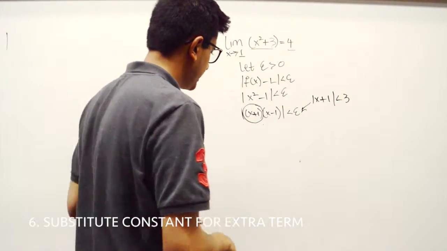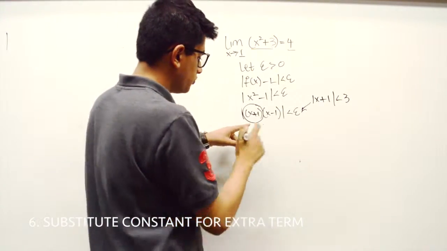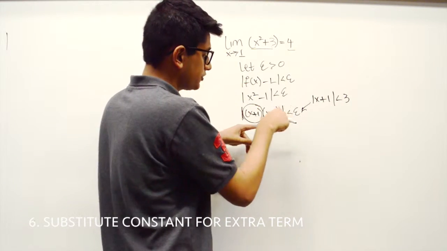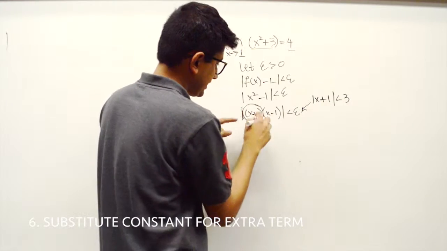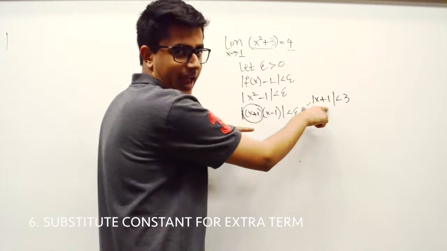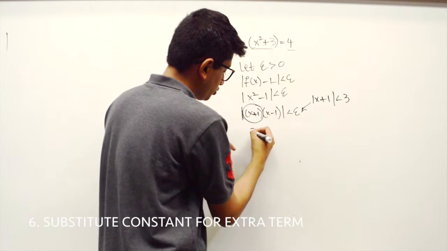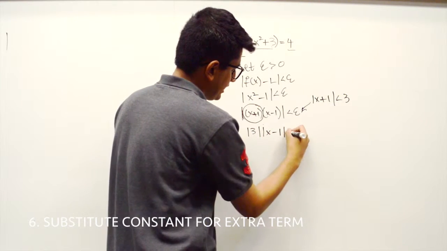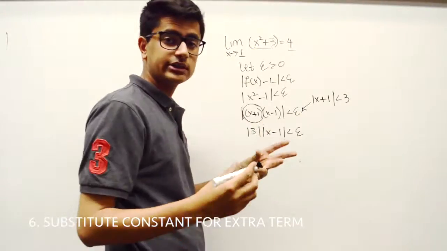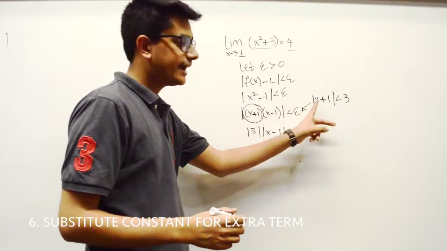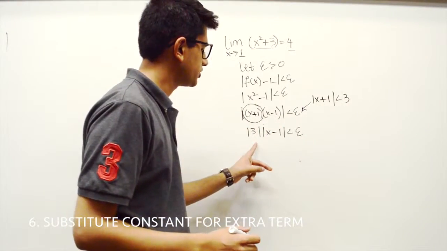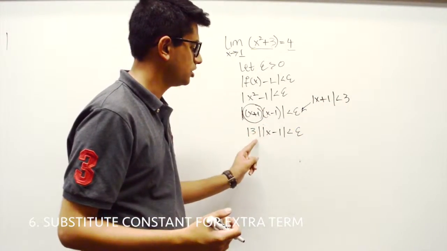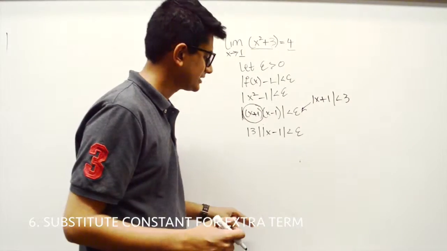Okay, so now for this term, since x plus 1 is smaller than 3, we can write this same expression and substitute the 3 for the x plus 1. So we can write 3 times x minus 1 is smaller than epsilon. And this inequality will still hold because x plus 1 is smaller than 3. We just substituted here, and all of that is still smaller than epsilon. So it's just a simple substitution of whatever you found through the working process.